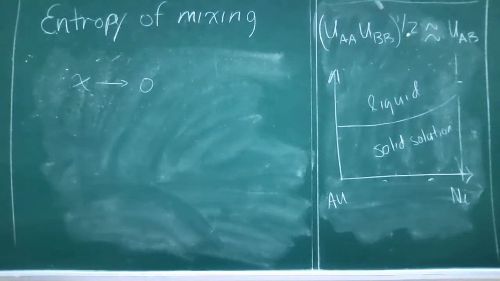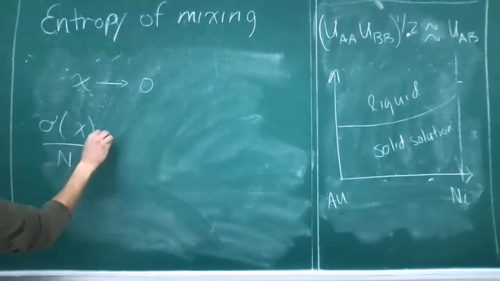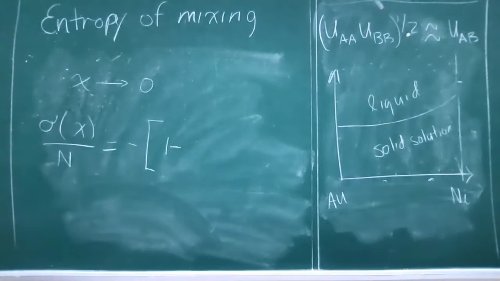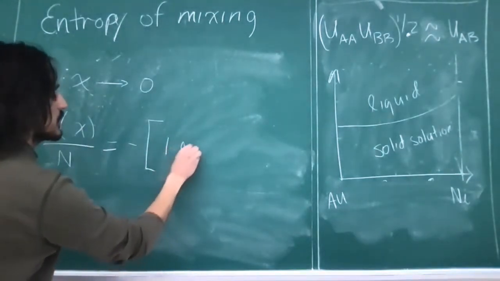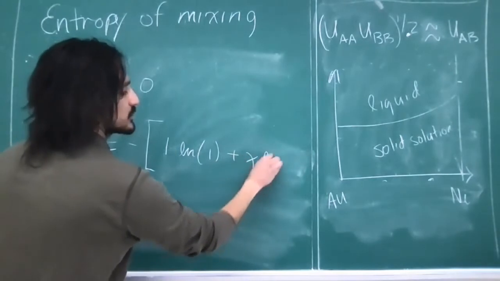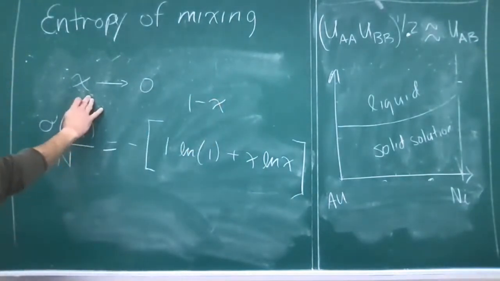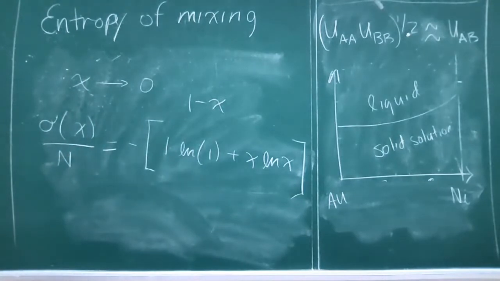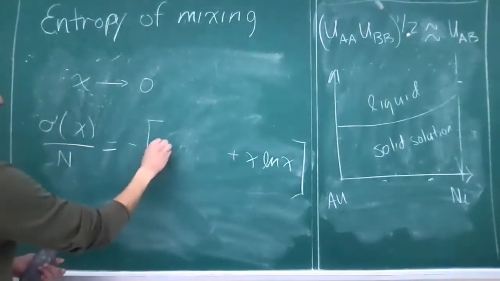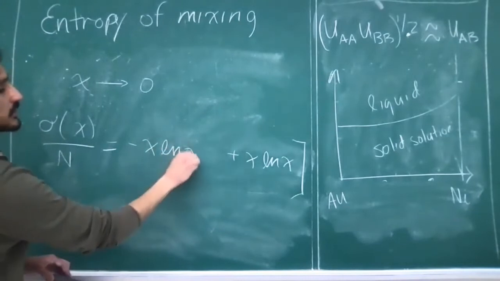In that situation, the entropy per atom is going to be equal to negative 1 minus x natural log of 1 minus x, plus x natural log of x. Remember that this one was 1 minus x. So if x is very close to 0, then this is very close to 1, and this whole term is then 0. So this is approximately equal to minus x natural log of x.